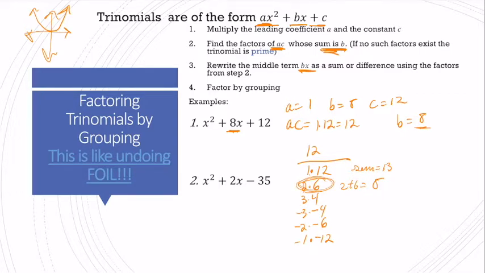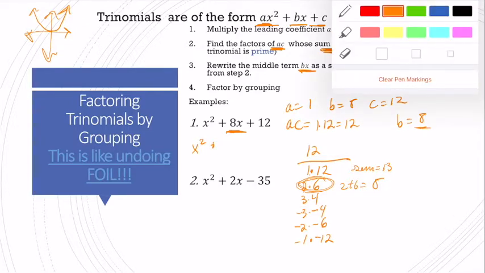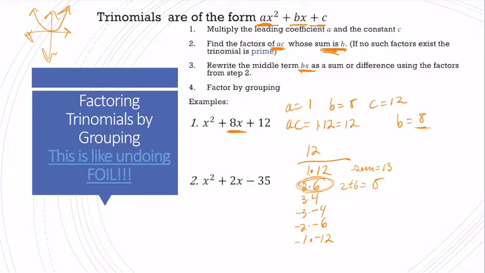So I'm going to rewrite x squared plus 8x plus 12 as x squared. Let me make myself a little bit more room. I'm going to rewrite this as x squared plus 2x plus 6x. And the order doesn't matter, right? I could have done 6x plus 2x and I'd still get the same answer. Now I have 4 terms and now I can factor by grouping.